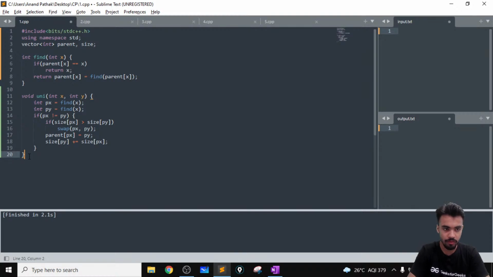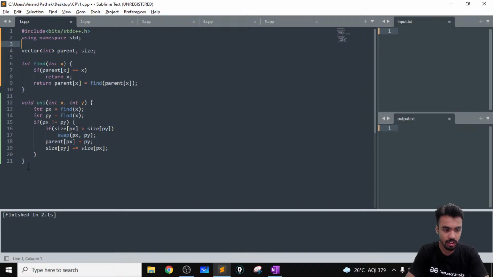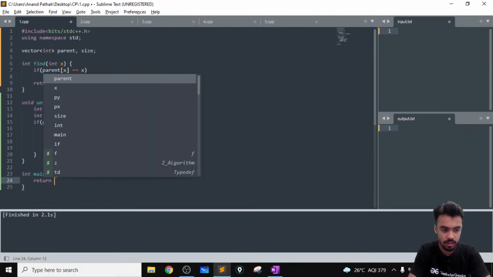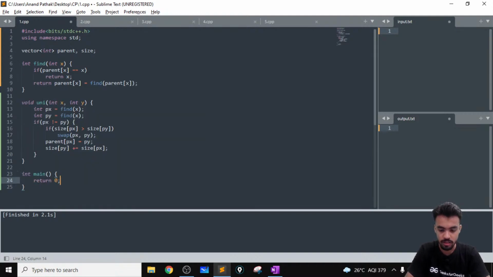We need one main function. Let me put a gap here. We need a main function, that is our driver function. Okay, we need n, the number of friends. We will be taking its input and then we'll be assigning the values to them.